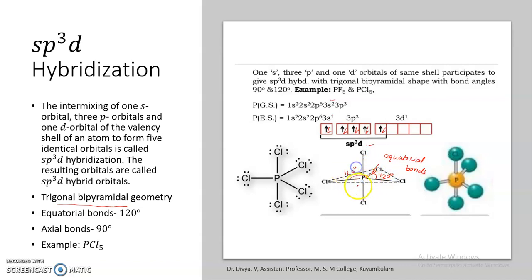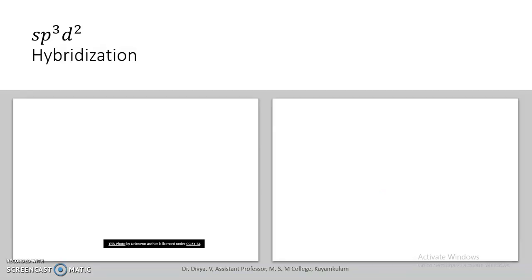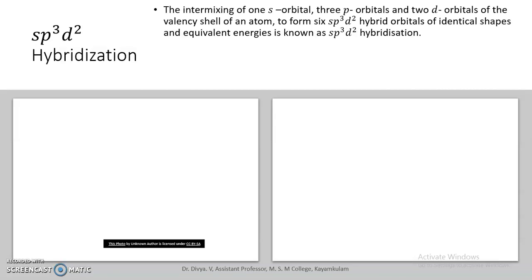These equatorial bonds make an angle of 120 degrees with each other, while these perpendicular P-Cl bonds are known as axial bonds. These will make an angle of 90 degrees. Now let's see sp3d2 hybridization.